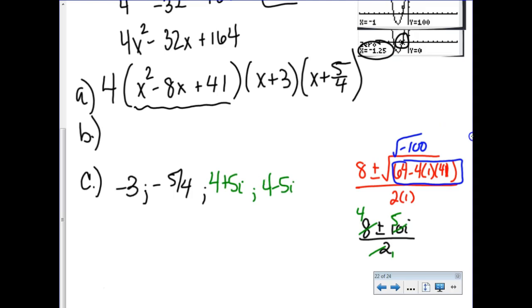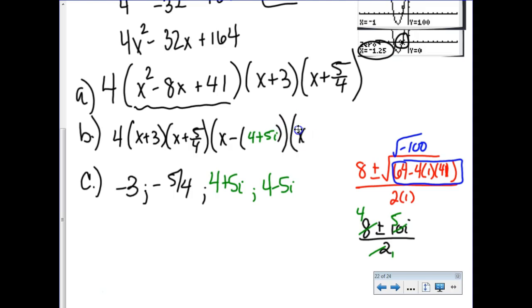That's fantastic news, except I got to go backwards now and find the factor. All right, here's what you're going to do. You're going to leave the 4. We're going to leave the x plus 3. We're going to leave the x plus 5/4. But then there's this part, and we're going to write it as x minus 4 plus 5i in parentheses, close, close. And then the other factor is x minus 4 minus 5i, close, close. That is the most disgusting thing I could give you. I'm sorry.